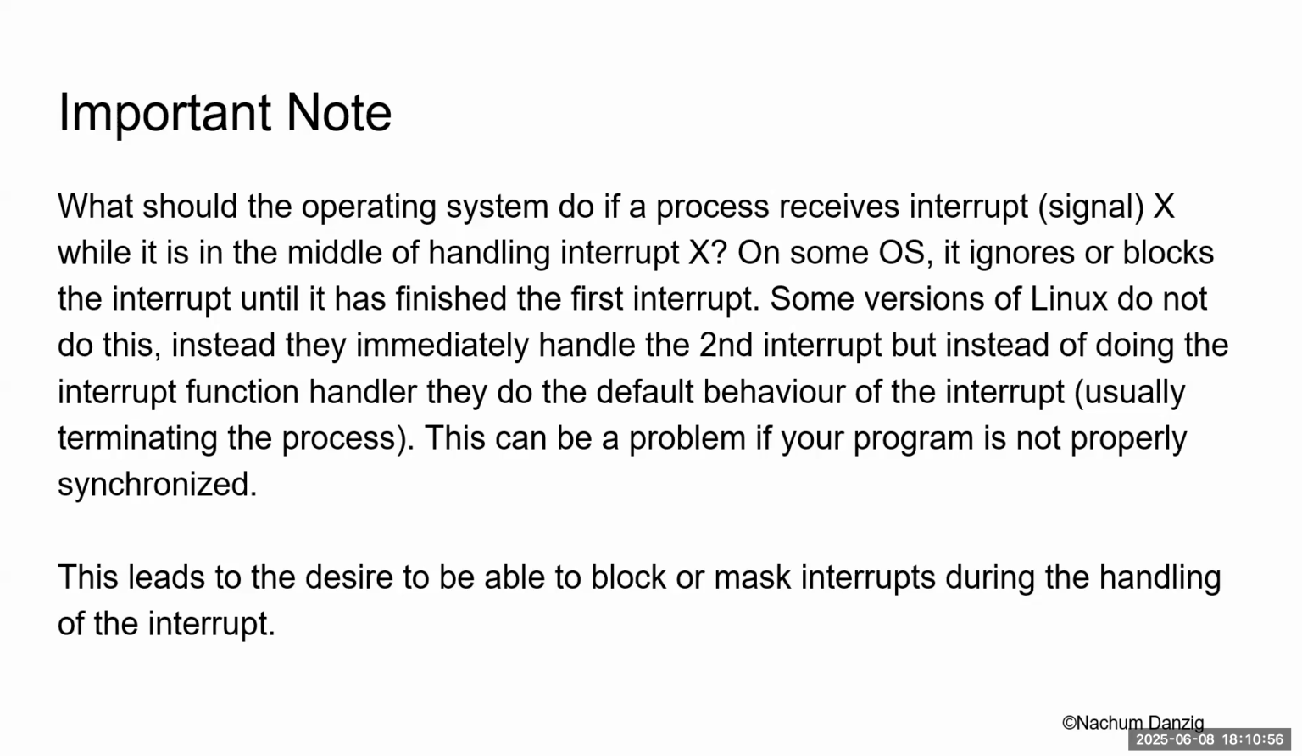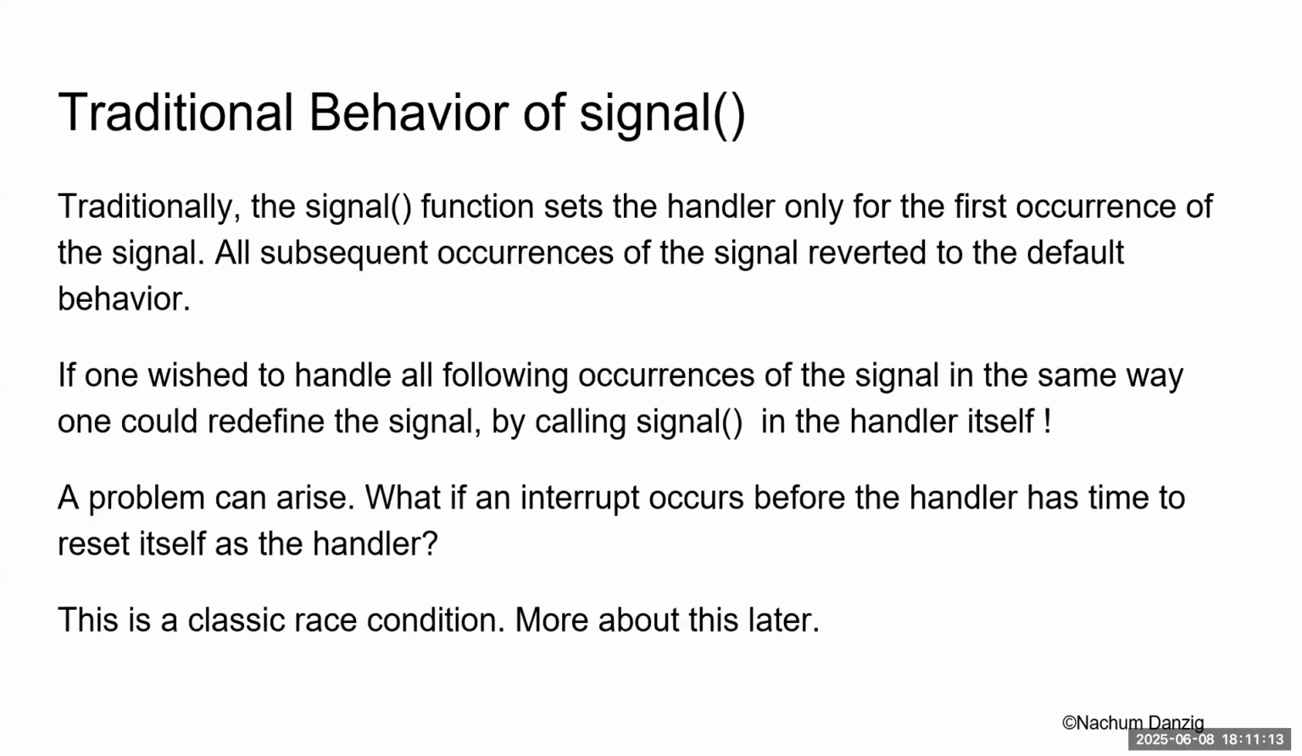This leads to the desire to be able to block or mask interrupts during the handling of the interrupt. In other words, presumably when I'm handling an interrupt, I should say I'm doing a priority activity now, don't interrupt me. So I should be able to block all signals if I want while I'm in a signal handler. How do we do that? There is actually a sigmask function. But wait, before I do that, I'm going to explain how to do it a different way.